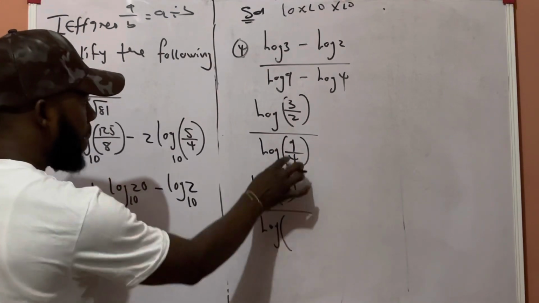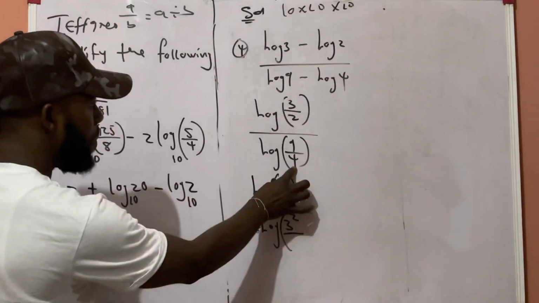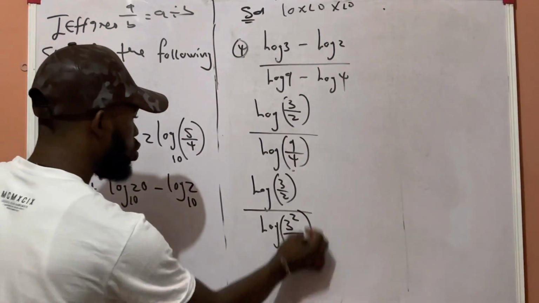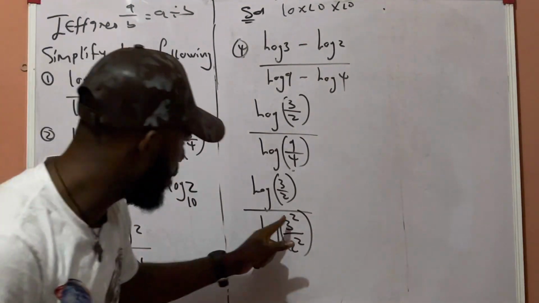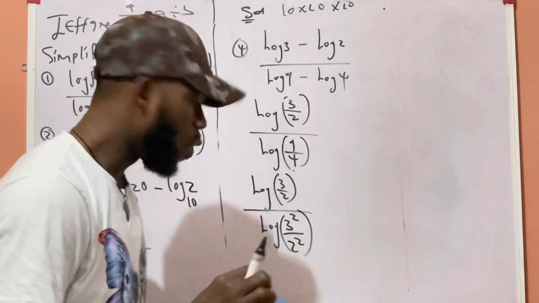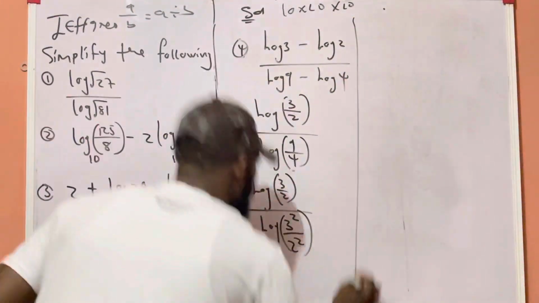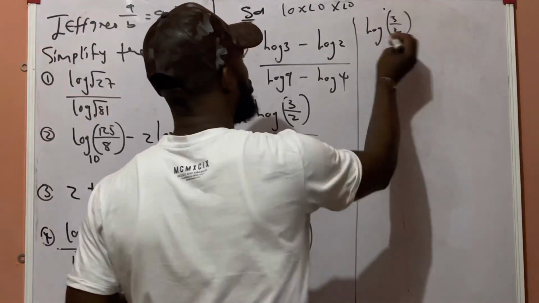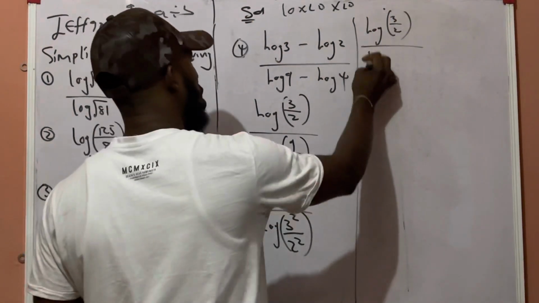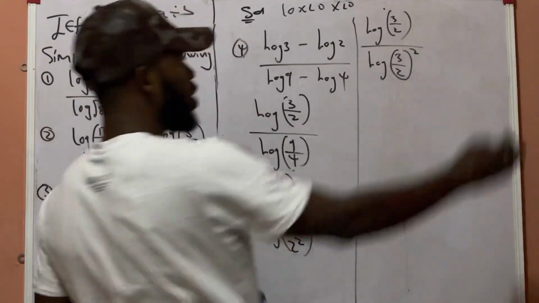Watch now. I believe if I break 9 to 3, it is what? 3 raised to the power 2. And if I break 4 to 2, it is what? 2 raised to the power 2. Now, you will notice that both numbers are carrying the same power, which is power 2. So how would you represent this? It becomes log 3 over 2 over log 3 over 2, all raised to the power of 2.